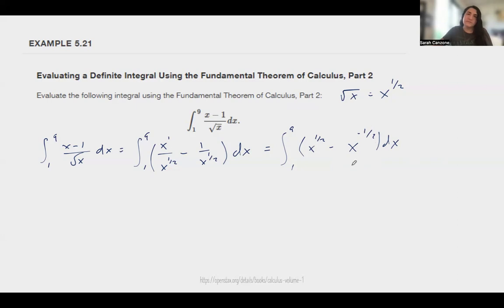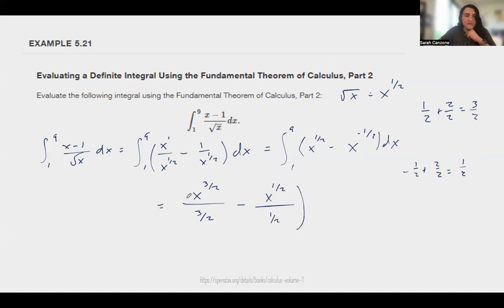And now that we have a term and another term separated by subtraction, no fractions, no funny business going on, we can use the power rule that said up a power, divide by that power. So up a power is 1 over 2 plus 1, which is the same thing as plus 2 over 2, which is 3 over 2. So this is x, remember fraction bar, so x to the 3/2 divided by 3/2 minus, we need -1/2 plus 1, which is the same as 2 over 2, which is just going to give us 1/2. Fraction bar x to the 1/2 over 1/2. And then again, it's this entire quantity evaluated from 1 to 9.